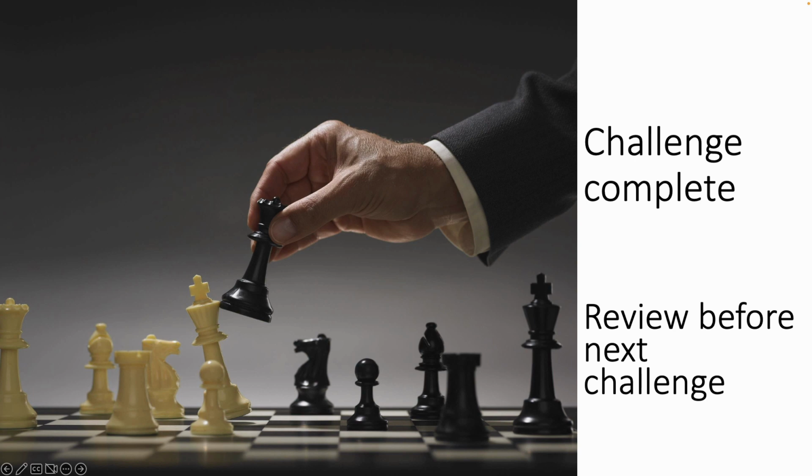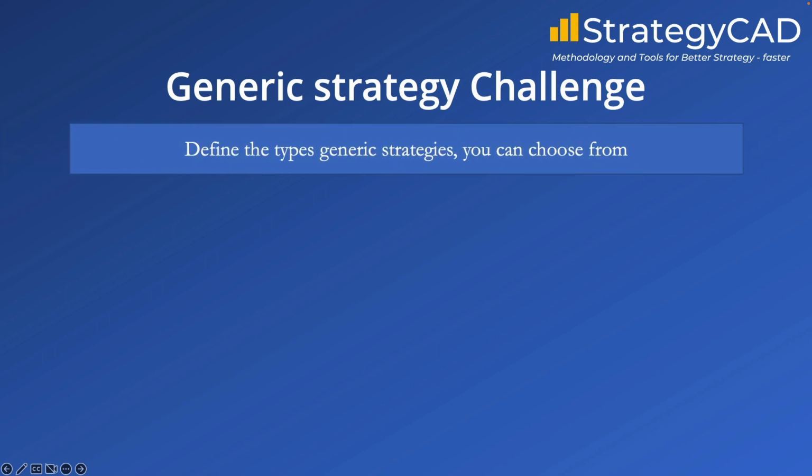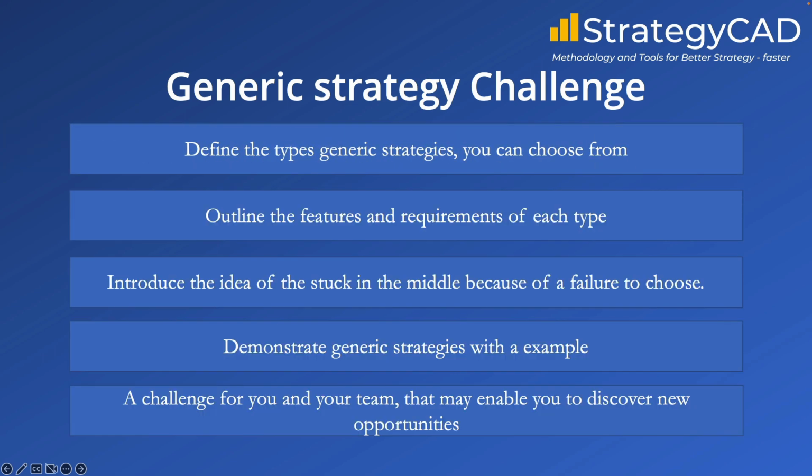We have, in this session, defined the types of generic strategies that you can choose from. We have outlined some of the features and capability requirements of each one. We have alerted you to the idea of being stuck in the middle as a consequence of the failure to choose. We did a quick example to demonstrate the main 2 ways to choose your strategy. Finally, and hopefully you will find the challenge interesting.